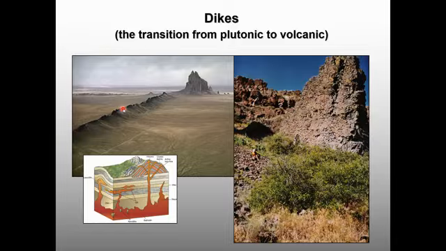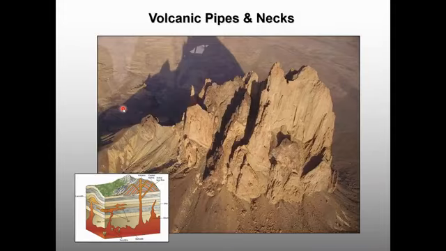Dikes are intrusions that cut across other rocks. They don't form tables within them or big bulbs. They cut across them. And here we see dikes emanating out from Shiprock in New Mexico. And we see dikes that fed huge lava flows in the Columbia River of Washington and Oregon. They are, as I say, transitional from plutonic to volcanic. And so sometimes they can be quite fine-grained material.